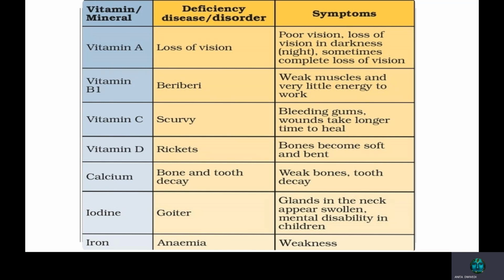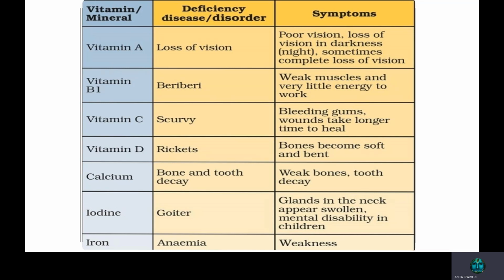And the next mineral is calcium. Deficiency of calcium causes bone and tooth decay. The symptoms are weak bones, tooth decay. Iodine. Deficiency of iodine causes goiter and the symptoms are glands in the neck appear swollen, mental disability in children. The next mineral is iron. Deficiency of iron causes anemia and the symptom is weakness.